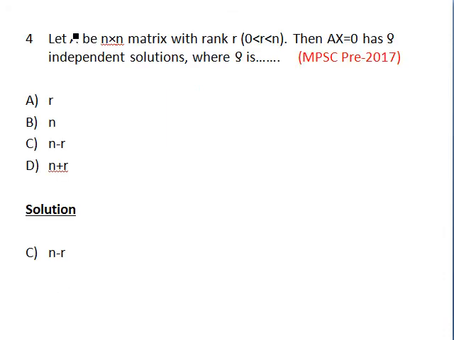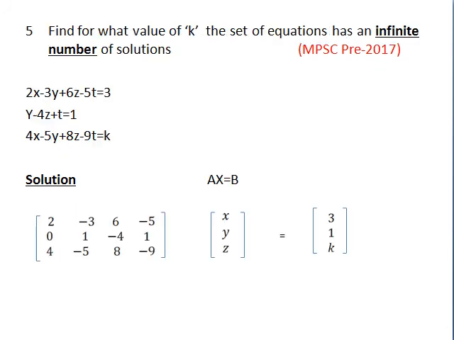Next we will switch to the fourth question. Let A be the n by n matrix with rank R such that 0 is less than R less than n. Then Ax is equal to 0 has rho independent solutions, where rho is given by dash dash. We know that if the rank of the matrix is such that R is less than n, then we will get n minus R independent solutions. So the answer is n minus R. This is also what we have discussed in the second lecture.